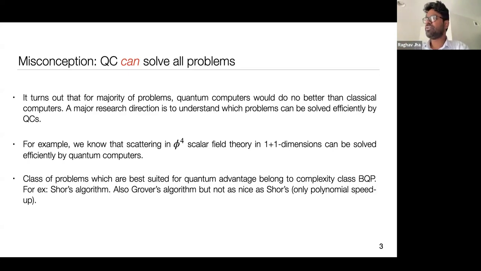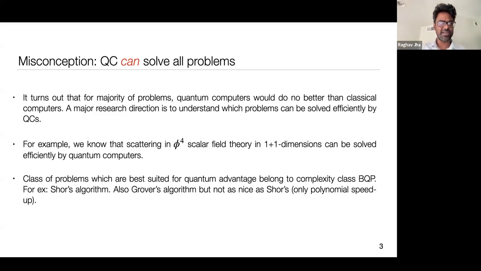For example, time evolution of the Bose-Hubbard model, Hubbard model. These problems are also known to belong to the class of problems that are well suited for a quantum computer, right? There's another algorithm which you might have heard of, known as Grover's algorithm, which is a search algorithm.